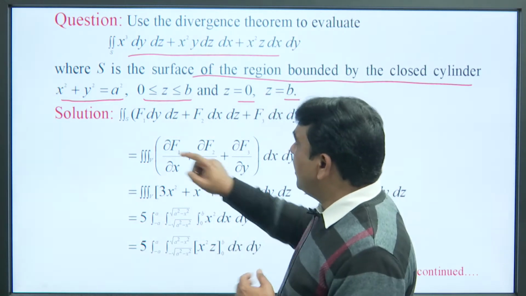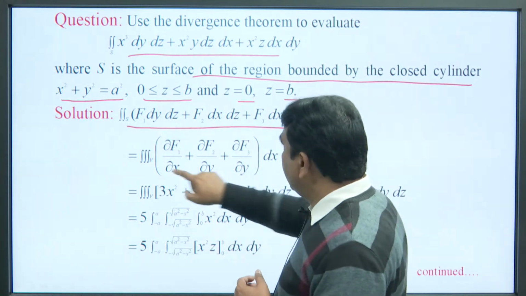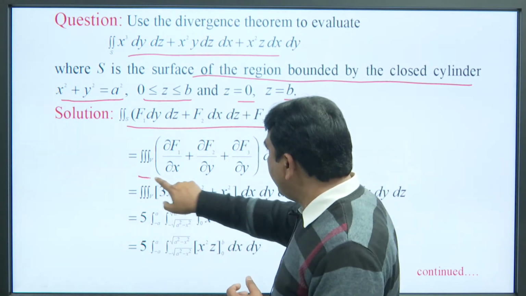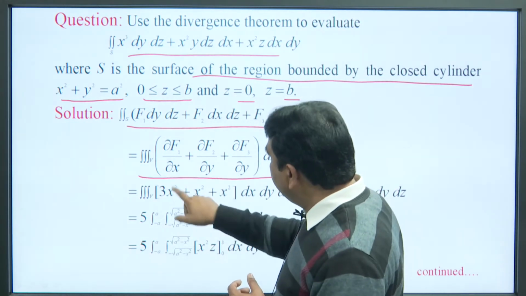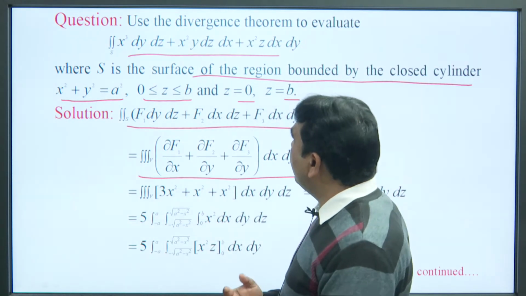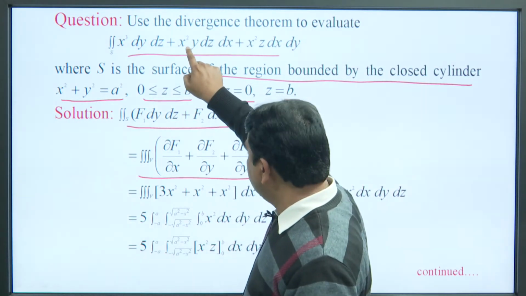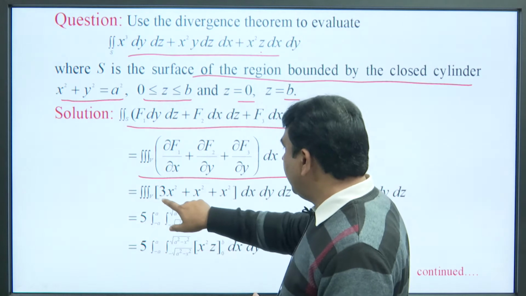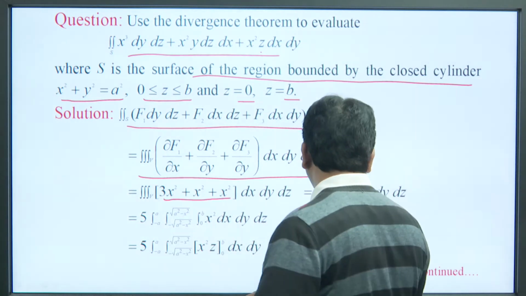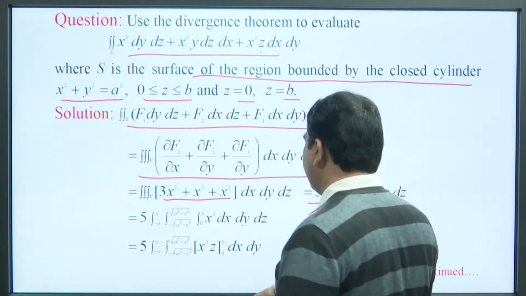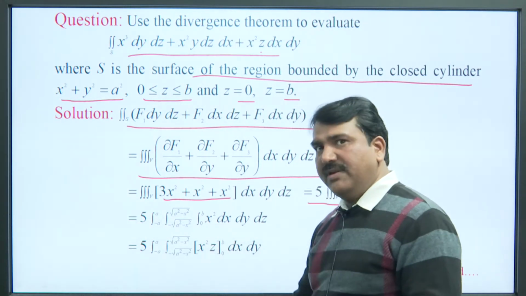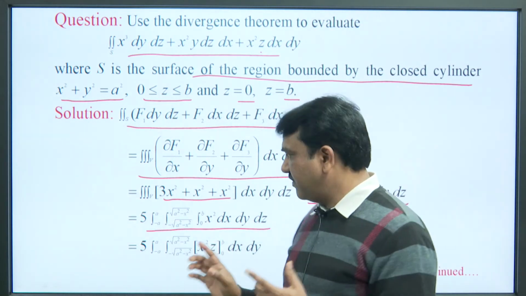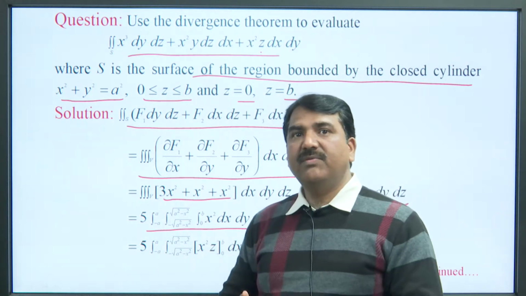For this, the divergence theorem in Cartesian coordinates says the surface integral equals a triple integral in this form. When we write del f1 by del x, that is 3 x square, plus del f2 by del y, which is x square, plus del f3 by del z, which is x square, we get 3 x square plus x square plus x square, that is 5 x square dx dy dz over the volume V. Now, our aim is to put the limits of x, y, z here. So remember the concept of evaluation of double and triple integrals.